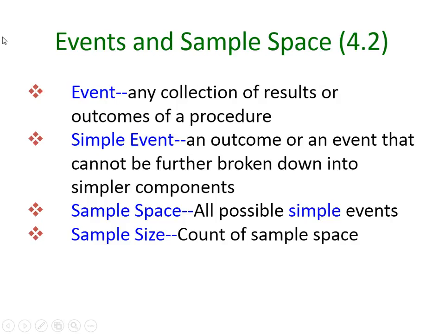Your sample space is all your possible simple events. So if I'm rolling a dice, my simple events could be rolling a 1, 2, 3, 4, 5, or 6. So those would be my different simple events. If I'm flipping a coin, then my simple events are heads or tails. Drawing cards, we'll come back to cards in a little bit.